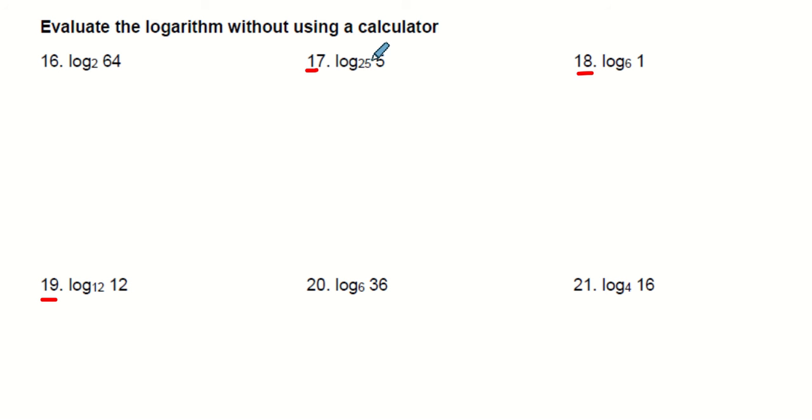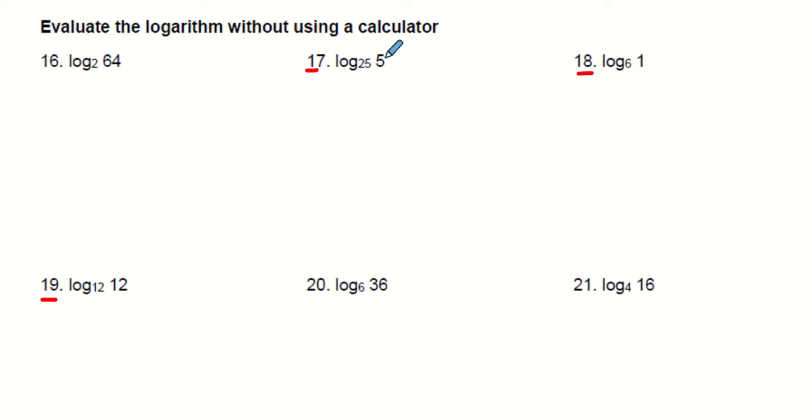All right, so I wanted to do a couple problems for this question. It says evaluate the log without a calculator. Now, just to remind you what a log is, it's a question. That's how I think about it. So the question is, 25 to what power gives me 5?